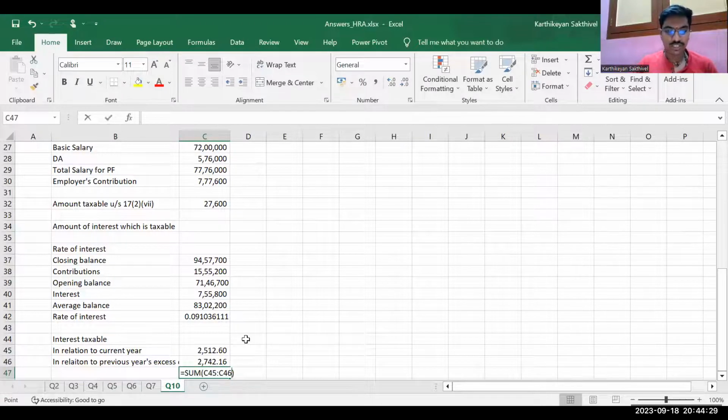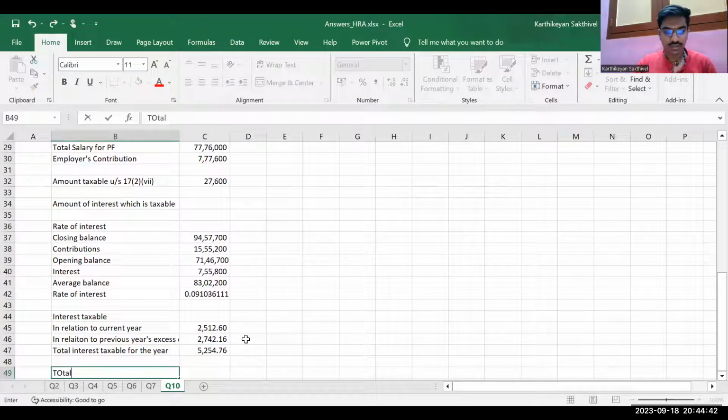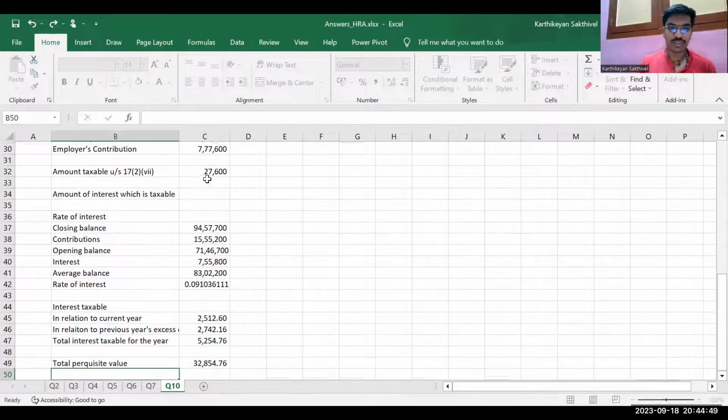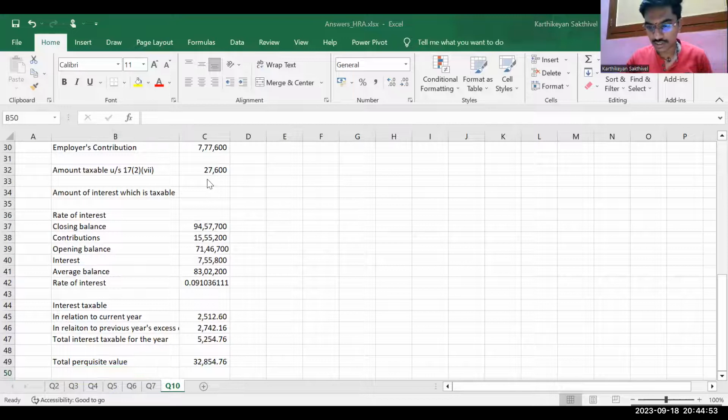So the total interest which is taxable for the year, the total perquisite value, will be this amount plus this amount. So it is 32,854.76. So maybe there is some error here alone, Reshma. Just check it out. Is everything else clear with this?